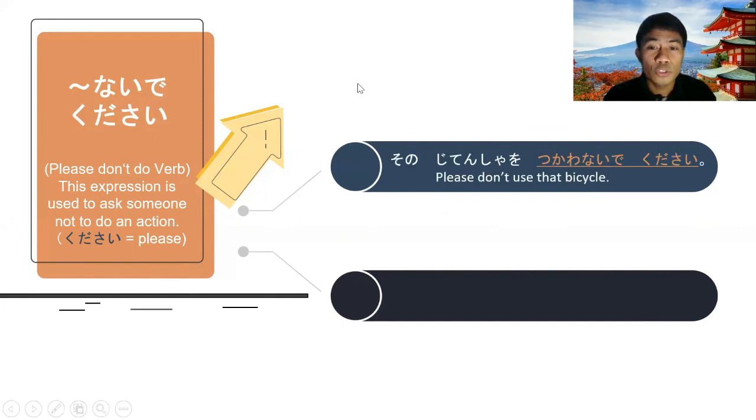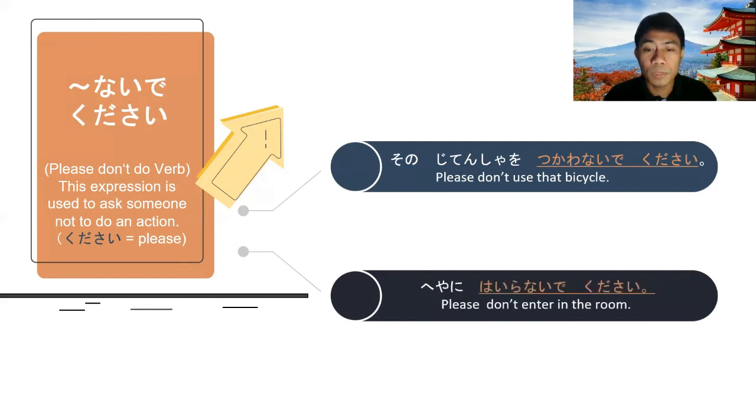Example, Sono jitensha o tsukawanai de kudasai. Please don't use that bicycle. Next example is, Heya ni hairanai de kudasai. Please don't enter the room. Remember, naide and naide kudasai do not have the same meaning. They are the same only in negative plain form conjugation.